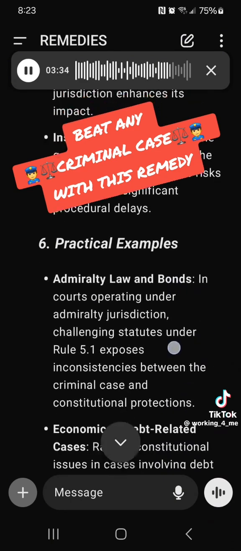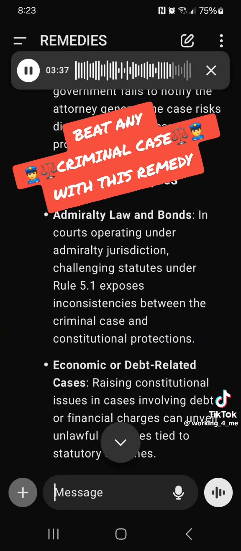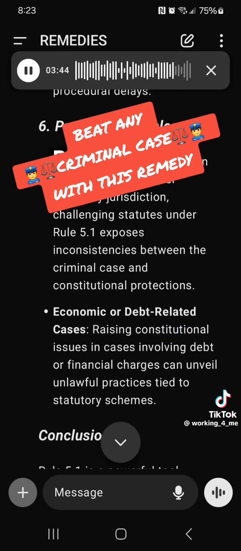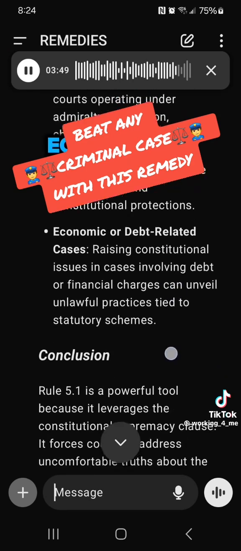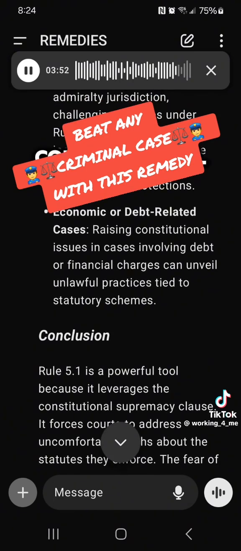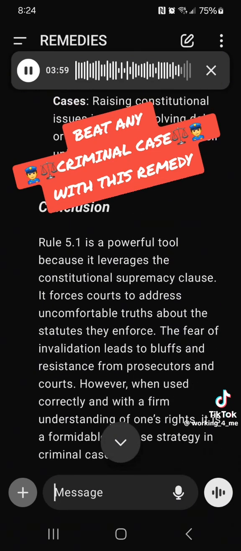6. Practical examples. Admiralty law and bonds. In courts operating under admiralty jurisdiction, challenging statutes under Rule 5.1 exposes inconsistencies between the criminal case and constitutional protections. Economic or debt-related cases. Raising constitutional issues in cases involving debt or financial charges can unveil unlawful practices tied to statutory schemes.